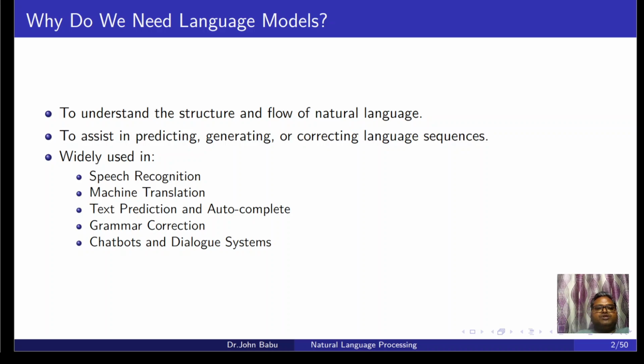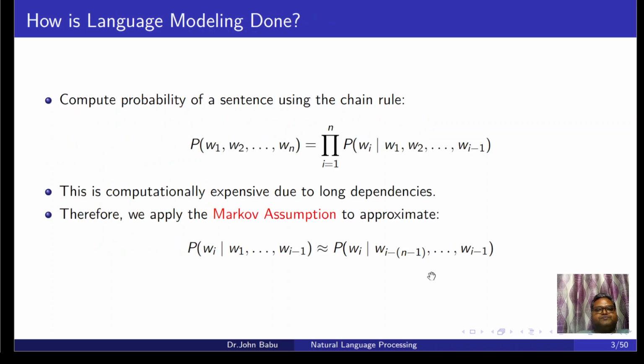A language model is used to understand the structure and flow of natural language. Language modeling assists us in predicting, generating or correcting language sequences. As we have been seeing, NLP applications can be summarized as speech recognition, machine translation, text prediction, auto-completion, grammar correction, chatbots, and dialogue systems. All these are based on language models.